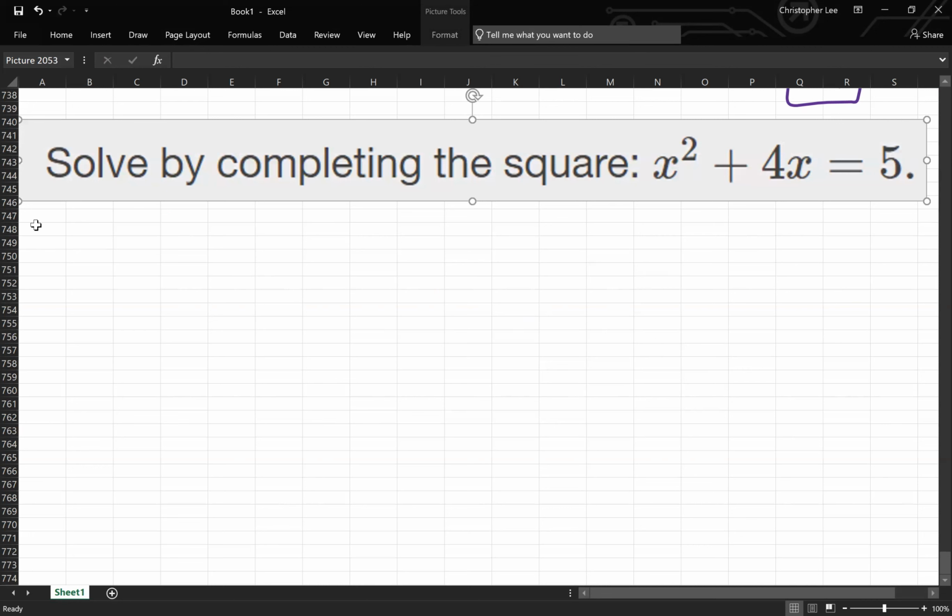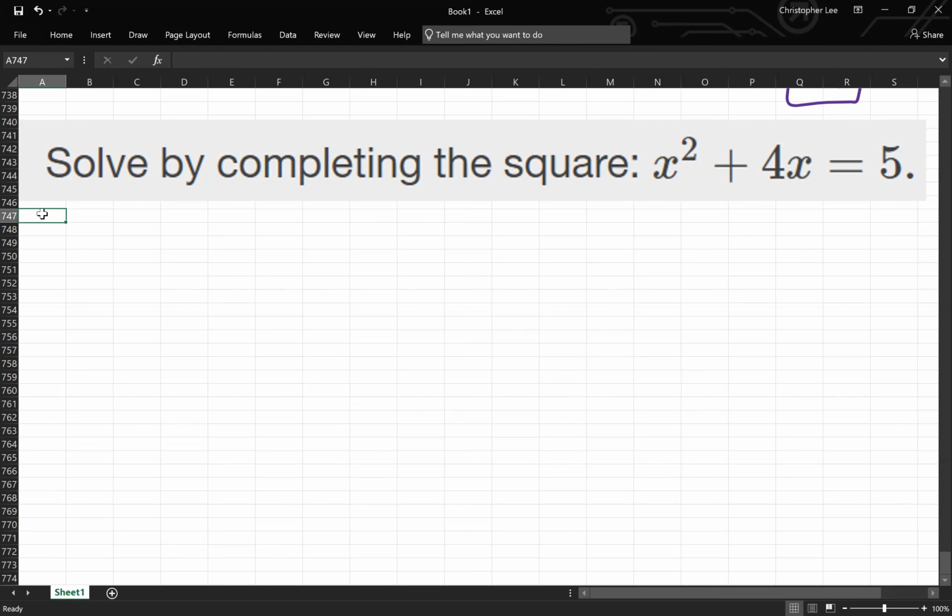You guys try. Just so I'm clear, this says solve by completing the square, right? So when it says solve, that means I'm looking for an answer. I want x equals blah, blah, blah, and x equals blah, blah, blah. The idea here is that we're tired of factoring. We're not trying to factor. We just want to get answers over here.